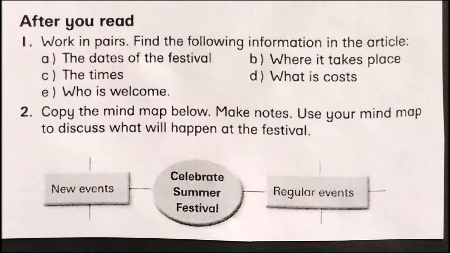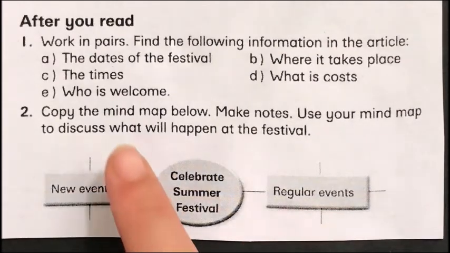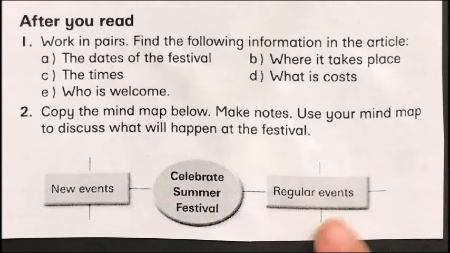Then at number 2, they ask you to copy and complete the mind map below. Use your mind map to discuss what will happen at the festival. So we're not going to discuss, you're just going to complete this mind map. It's got 2 labels, new events, regular events. So at this festival, there will be 2. How do you know 2? There's 2 lines. So you will write 2 new events that will take place, and then there will be 3 of the regular events. So that's why there's 2 lines and 3 lines. So you simply give me the 2 events, and here you give the 3 regular events, and then you are done.